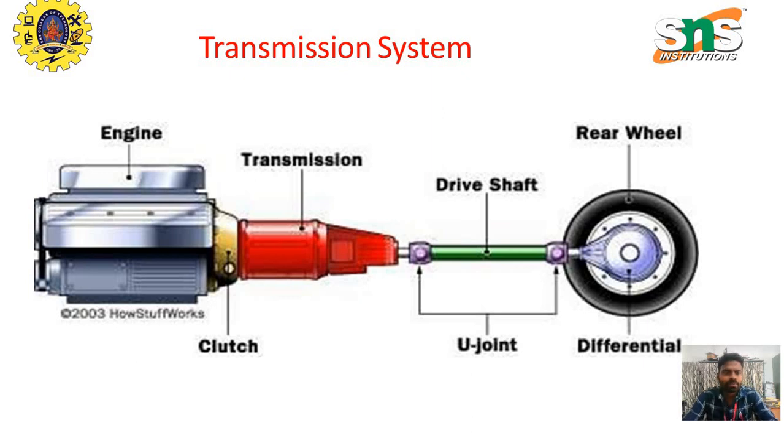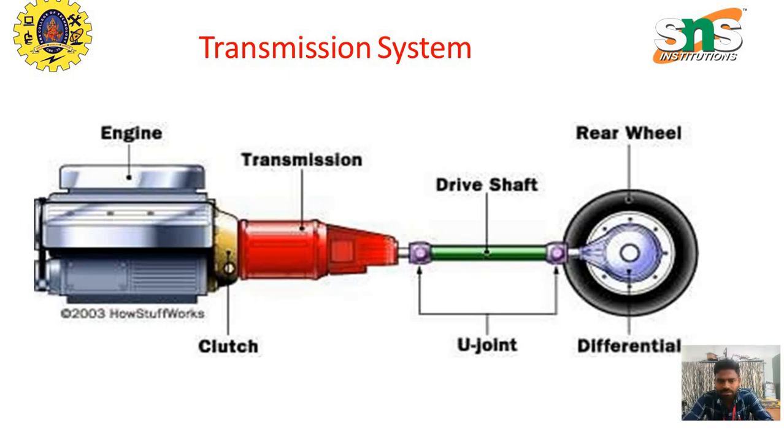While the clutch is engaged, it allows the energy to transfer from the engine to the system. So the major function of the clutch is to connect and disconnect the transmission of power from the engine to the system.